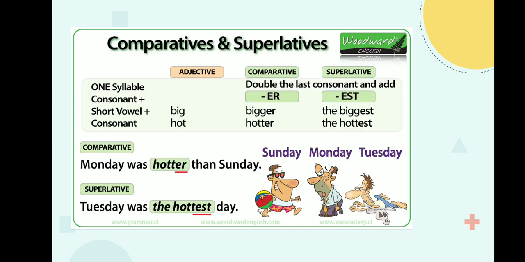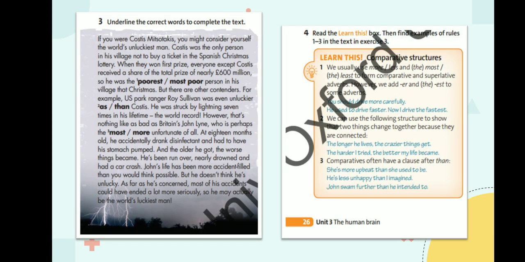Sunday was hot. Monday was hotter than Sunday, but Tuesday was the hottest day. Okay, I hope you have remembered and understood the comparative and superlative adjective.